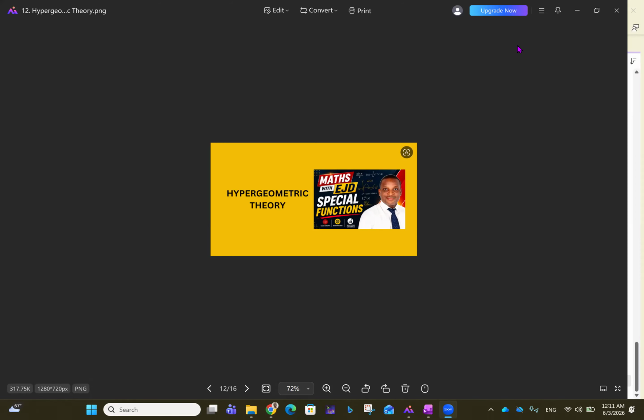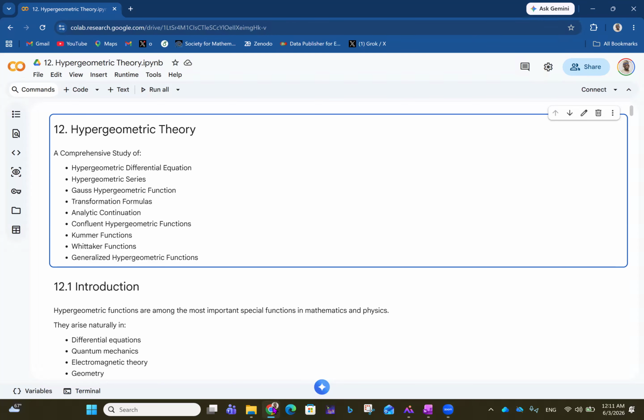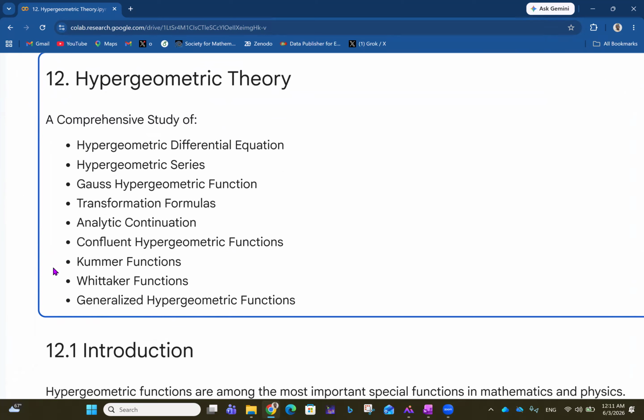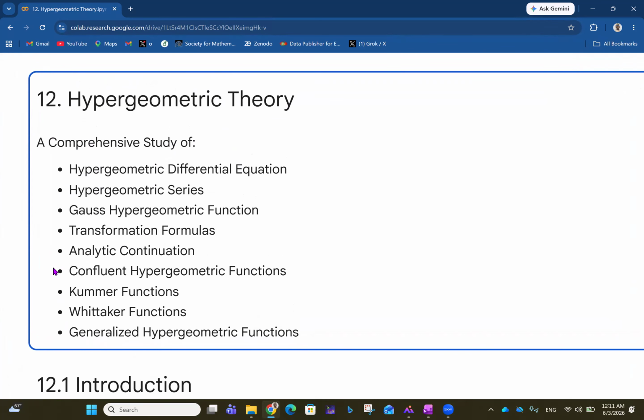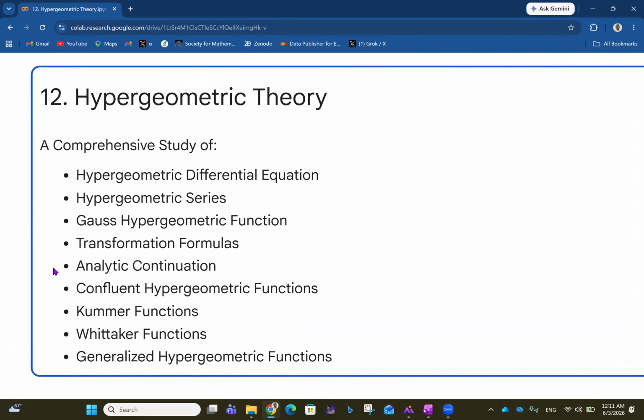Up next, we consider hypergeometric theory as we continue with the special functions playlist. And here we have a comprehensive study of hypergeometric differential equation, hypergeometric series, Gauss hypergeometric function, transformation formulas, analytic continuation, confluent hypergeometric functions, Kummer functions, Whittaker functions, and generalized hypergeometric functions.